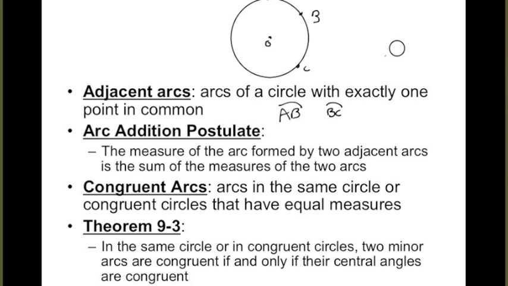Theorem 9.3 says that two minor arcs are congruent only if their central angles are congruent. Okay? The relationship between a central angle and its arc is that they're exactly the same either way. If we know the arc, we can know the angle. If we know the angle, we know the arc. The only way that they're the same is if the other part is the same.